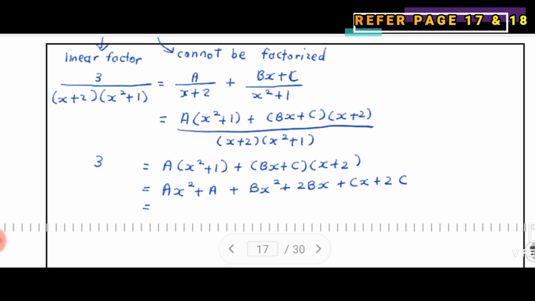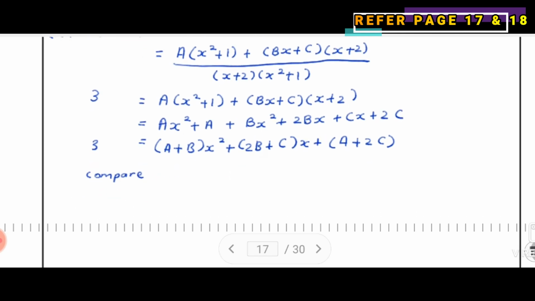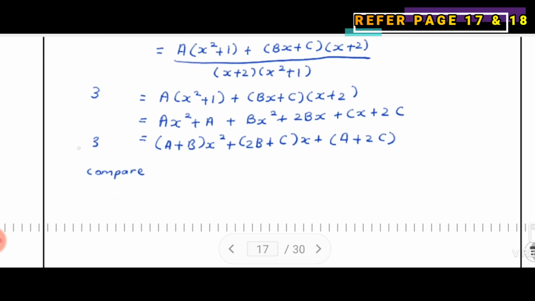Then rearrange the expression according to the power of x. So for x squared, we have a plus b. For x power 1, we have 2b plus c. And for x power 0 or constant, we have a plus 2c. Compare with the left-hand side. For x squared, x power 2, on the left-hand side we have 0, and for the right-hand side, we have a plus b.